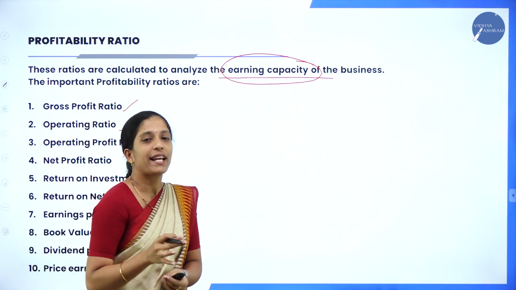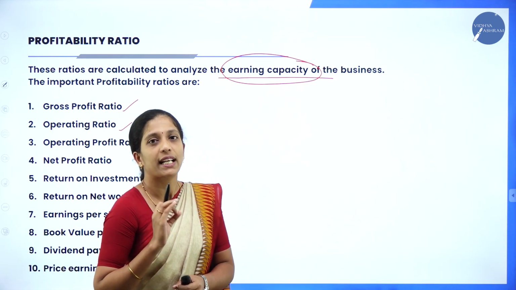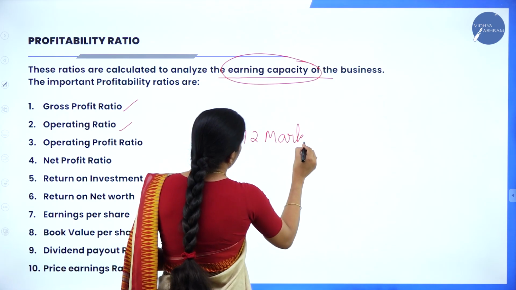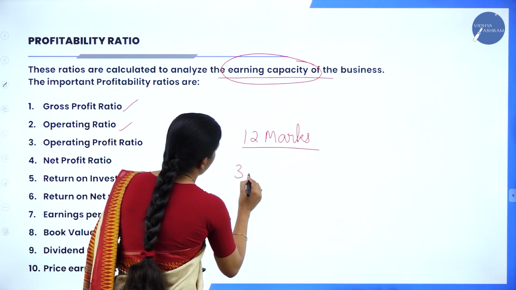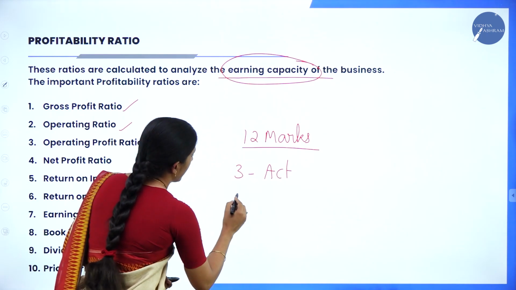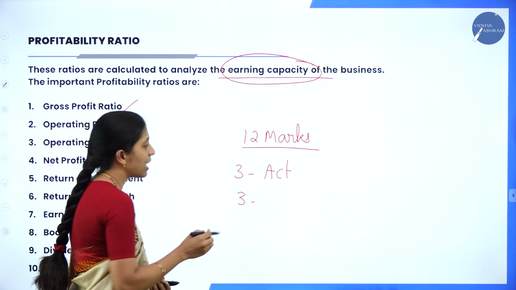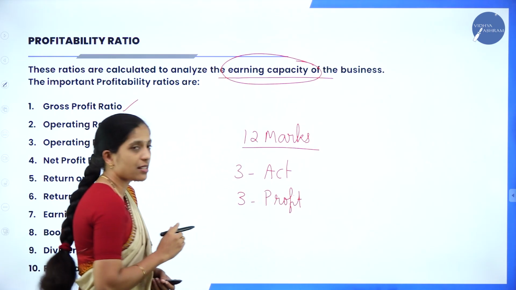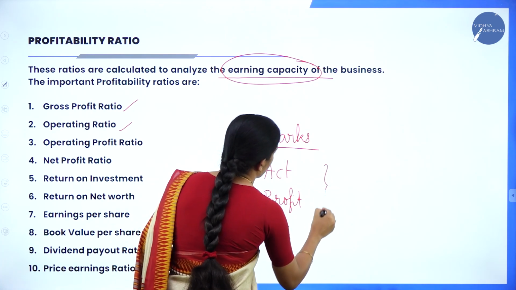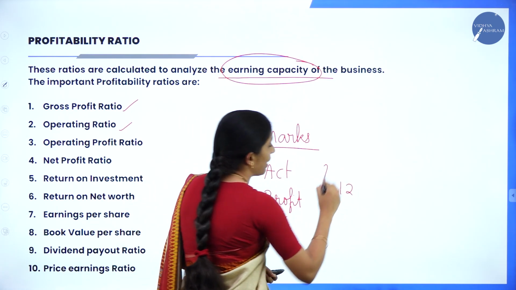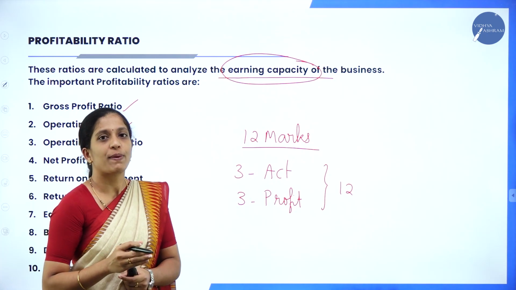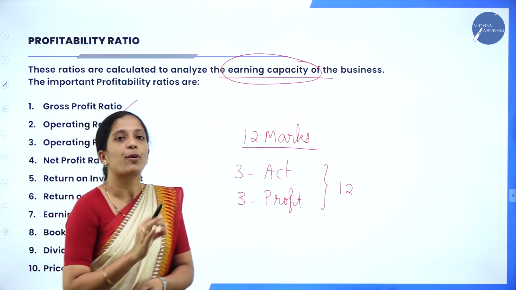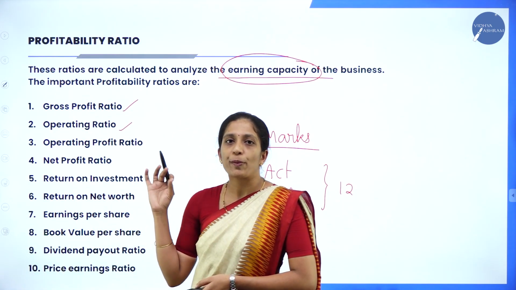Now these 2 ratios are very important. So definitely you will get a 12 marks question, where 3 ratios will be asked from the activity ratio, as well as 3 ratios from the profitability ratio. This is how they will ask the question. These ratios carry how many marks? 12 marks, where 6 ratios will be asked. Each ratio calculation carries 2 marks. So overall the problem will be for 12 marks. Hope you are clear about it.